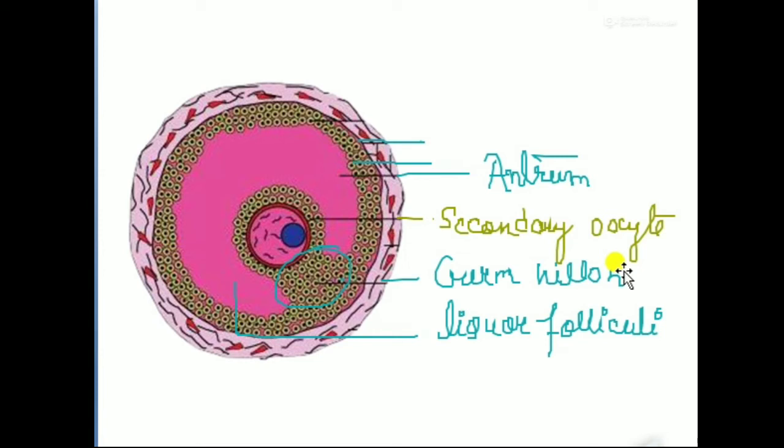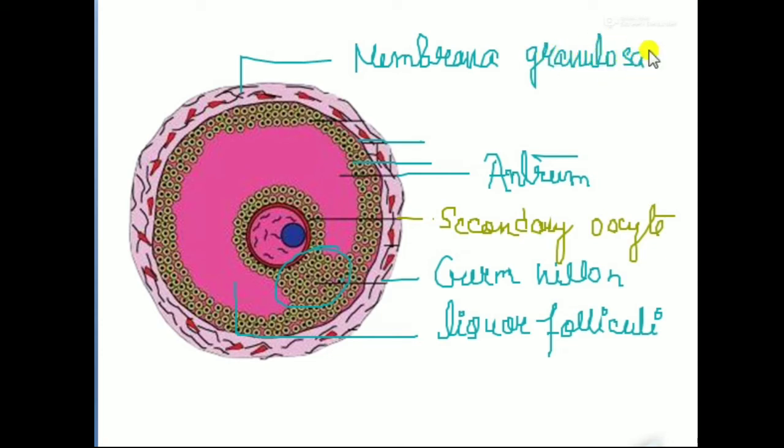The outer cell is membrana granulosa. This portion is known as membrana granulosa. That means the oocyte is surrounded by membrana granulosa. This membrana granulosa is also divided into parts. The outer part is known as theca externa and the inner part is known as theca interna.